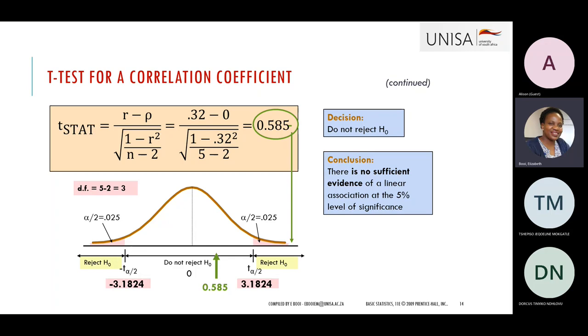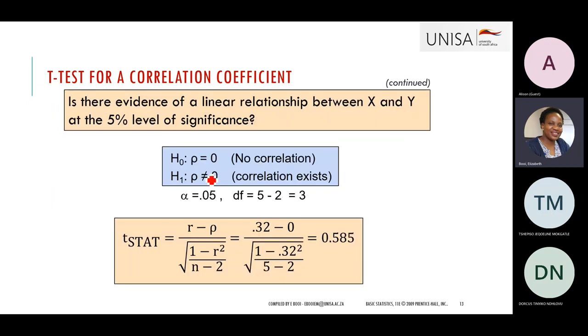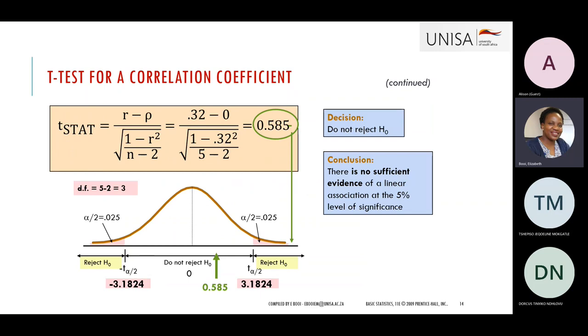And you create your regions of rejection because it's two-sided. It's a non-directional test because we can notice from the alternative hypothesis it is a non-directional test. So therefore, there are two regions of rejection. And we look at our critical value.